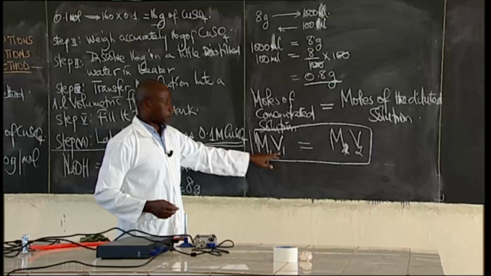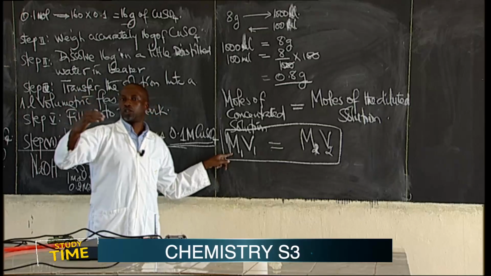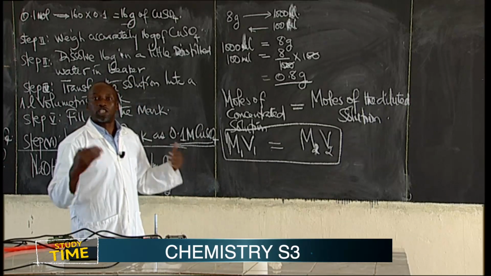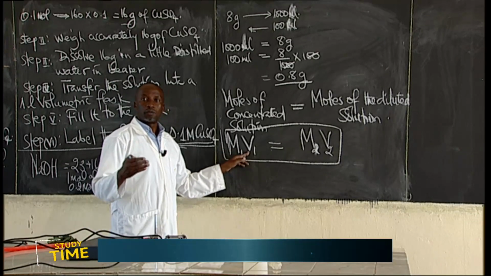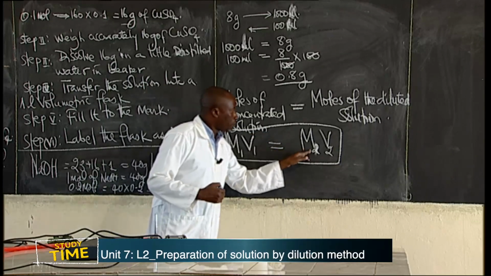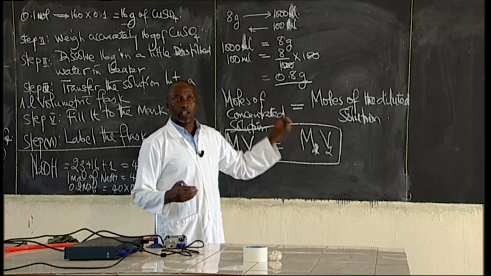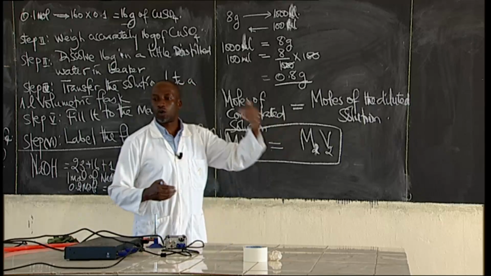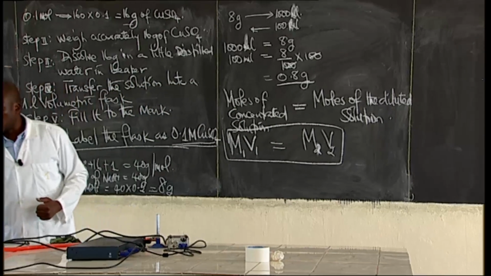M1 V1 = M2 V2. This M1 is the known concentration of the concentrated solution. V1 is the volume that you will need to measure. M2 is the concentration of the diluted solution, and V2 is the known volume of the solution that you need to make. Take an example on this.